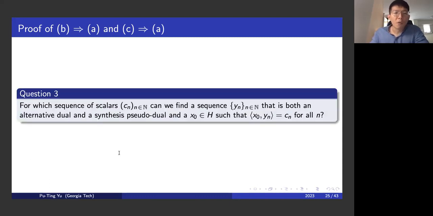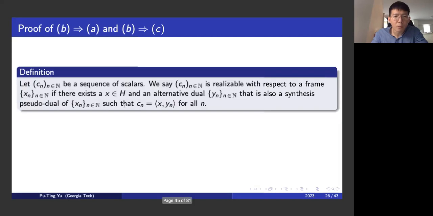Okay, so this motivates the following question. For which sequences of scalars Cn can we find a sequence Yn that is both an alternative dual and a synthesis dual, and some element x0 in H such that the inner product of x0 and Yn equals Cn for all n? Let me first give a name to this type of sequence of scalars. Let Cn be a sequence of scalars. We say Cn is realizable with respect to a frame Xn if there exists some element x in H and an alternative dual Yn that is also a synthesis pseudo-dual associated with Xn such that Cn is equal to the inner product of x and Yn for all n.